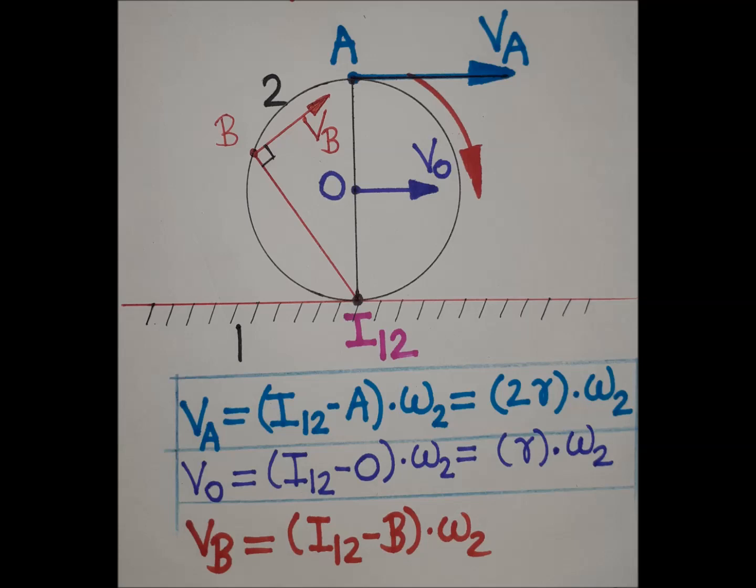And velocity at ICR I12, that is V I12, will be equal to 0. It implies that velocity at the point of contact between body 1 and 2 is 0. Means at this instant, body 2 is having pure rotational motion about ICR I12.